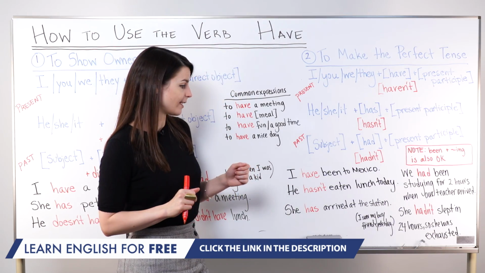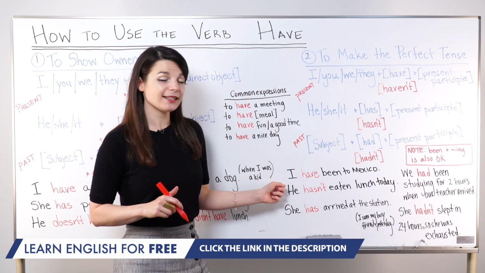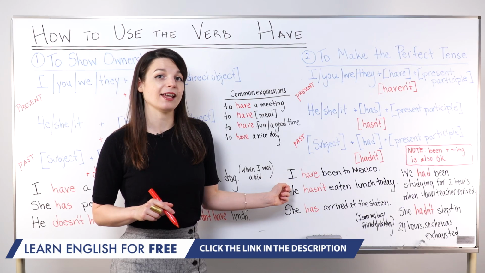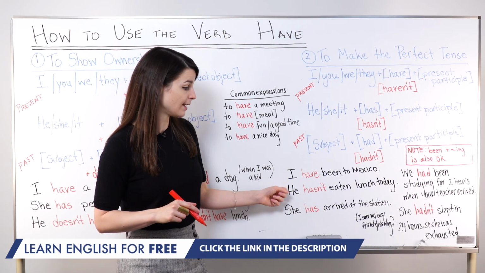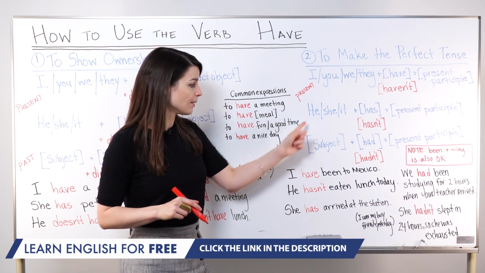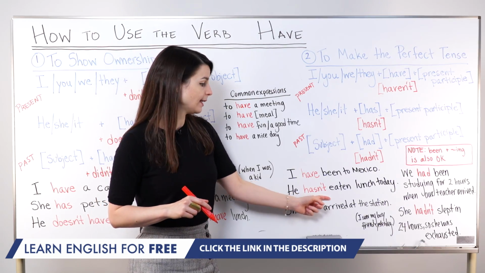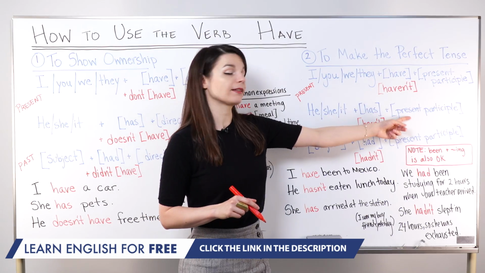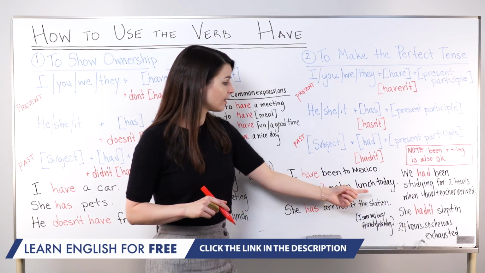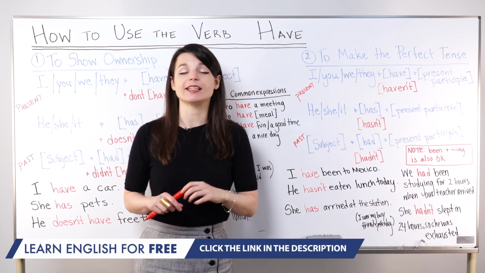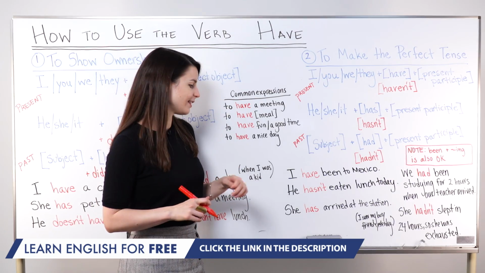Let's look at another example. He hasn't eaten lunch today. Here's a negative. My subject is he. I'm using hasn't, the reduced form of has not. Eaten, my present participle verb, and lunch in this case. He hasn't eaten lunch today.